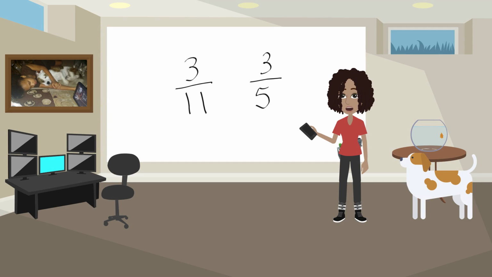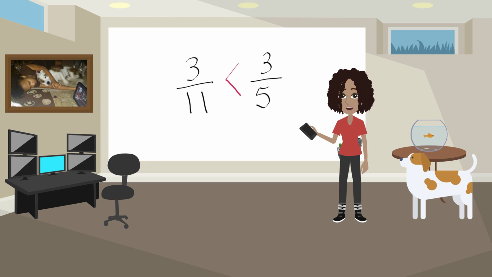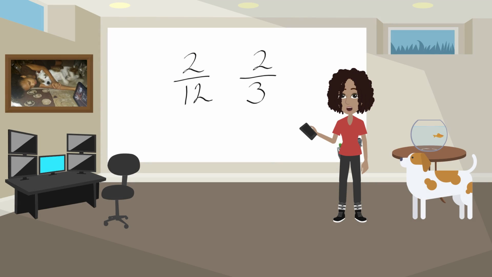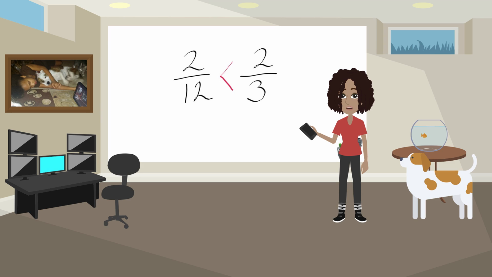Let's compare 3/11 and 3/5. 3/11 has a larger denominator and smaller equal parts, so 3/11 is less than 3/5. Let's compare 2/12 and 2/3. 2/12 has a greater denominator and smaller equal parts, so 2/12 is less than 2/3.